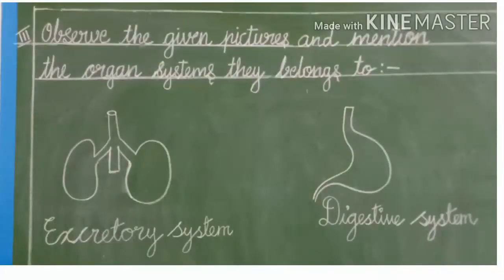Third Roman is: O-B-S-E-R-V-E, observe. T-H-E, the. G-I-V-E-N, given. P-I-C-T-U-R-E-S, pictures. A-N-D, and. M-E-N-T-I-O-N, mention. T-H-E, the. O-R-G-A-N, organ. S-Y-S-T-E-M-S, systems. T-H-E-Y, they. B-E-L-O-N-G-S, belongs. And T-O, to.